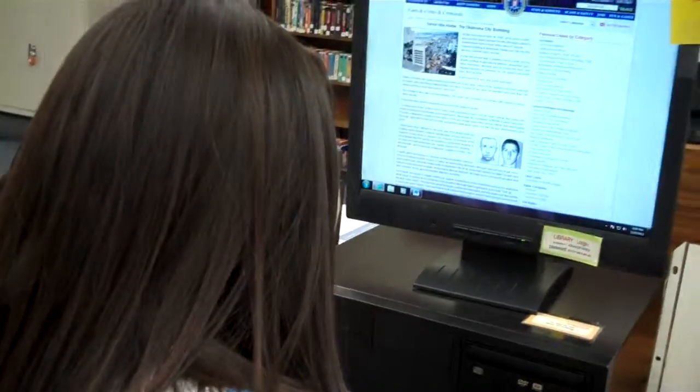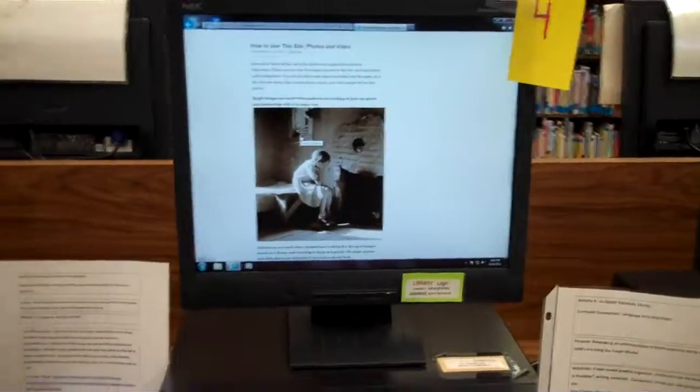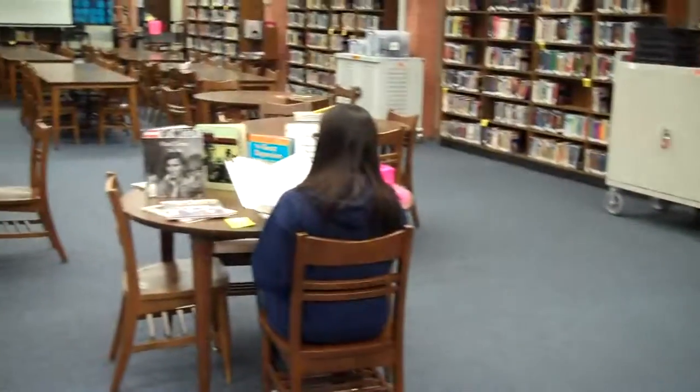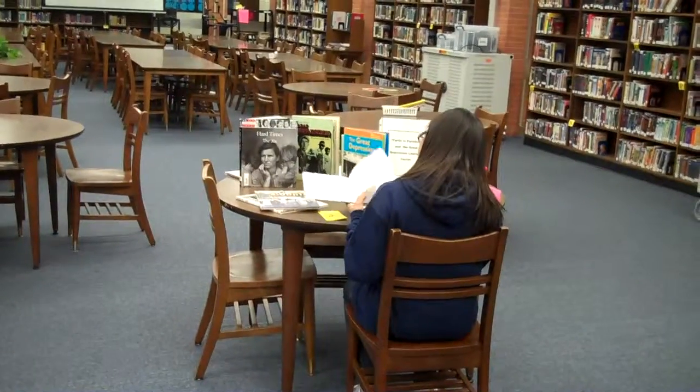So that is my workstations. I have the 3, 4, and then the small table with the 2 activities there.